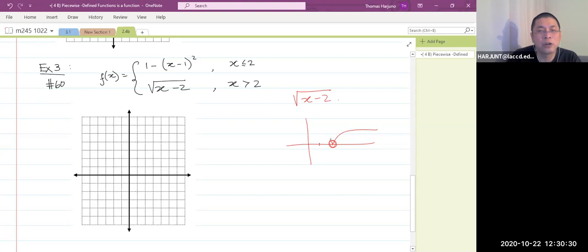Let's try to sketch the graph. The starting point is (2, 0), but not including the endpoint. Then I do the movement of the square root of x: up 1, right 1, up 2, right 4. So it will look like this.